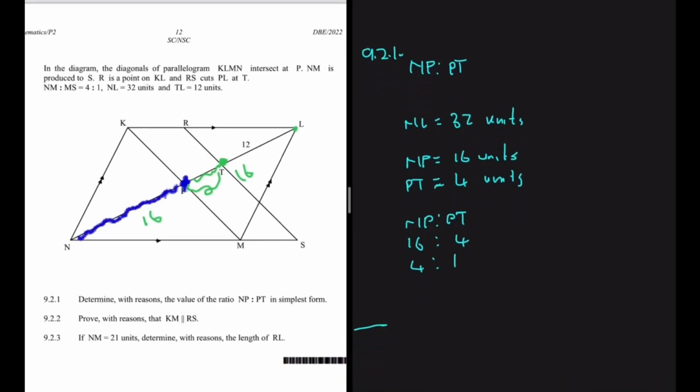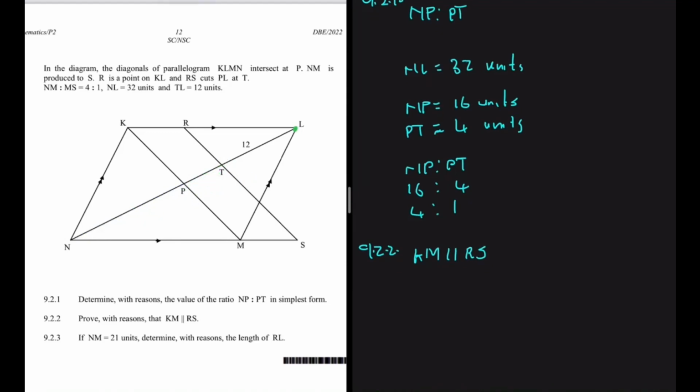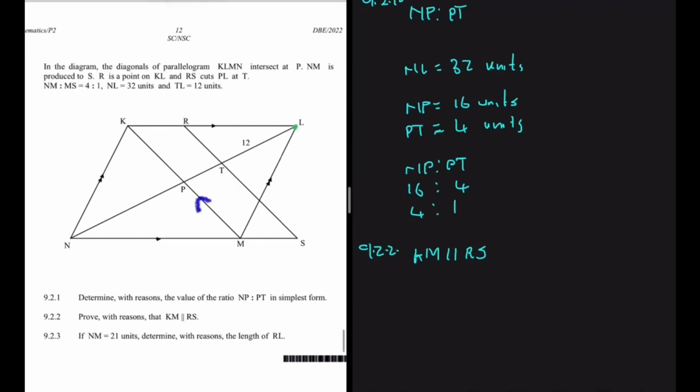Now let's see if we can do 9.2.2. So 9.2.2 is: prove, with reasons, that KM is parallel to RS. Now we have to prove that KM is parallel to RS. Let me just remove this line. So we're supposed to prove that KM is parallel to RS. So these two lines are parallel.